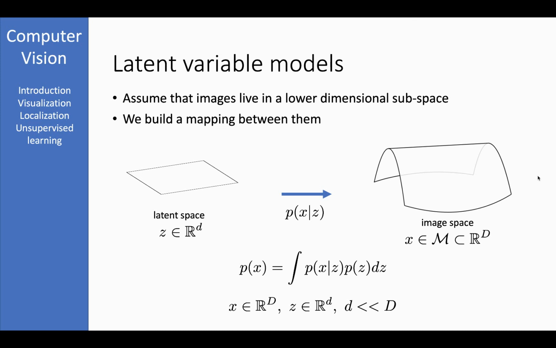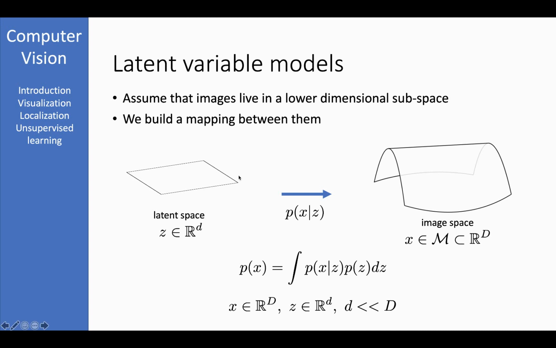The idea about latent variable models is that they assume images live in a lower dimensional subspace, shown by this latent space. So here, images actually live in a lower, small d-dimensional subspace, and I can convert it to the real image space that I observe through a transformation and get this curved subspace that is embedded in the 4,096 dimensional image space, but actually covers a much smaller area.